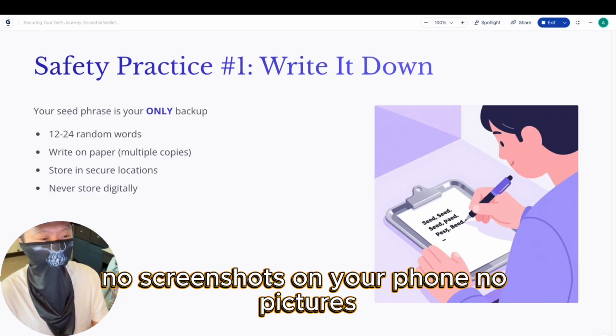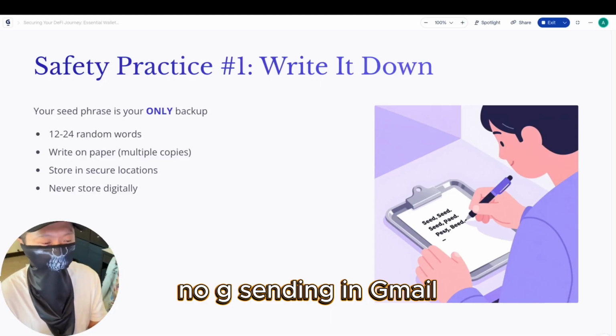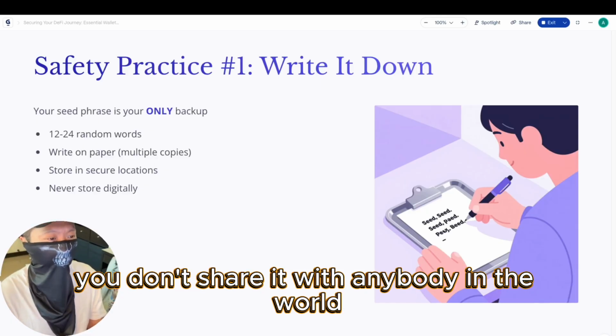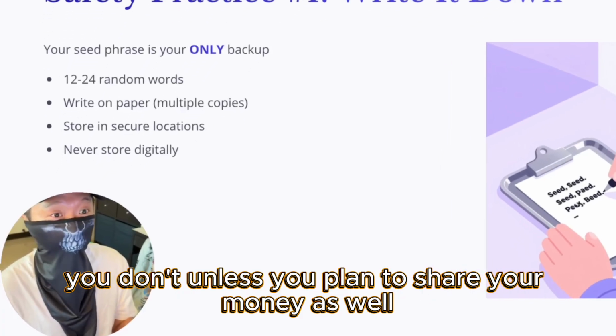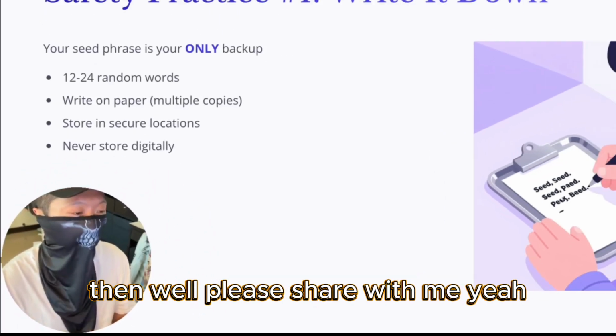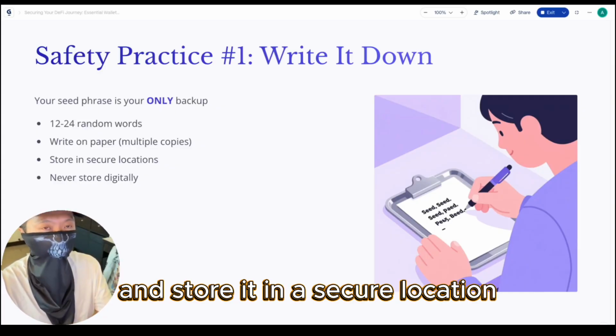No screenshots on your phone. No pictures, no sending it in Gmail, storing it in whatever notes app that you have. You don't share it with anybody in the world. You don't, unless you plan to share your money as well, then, well, please share it with me. And store it in a secure location.